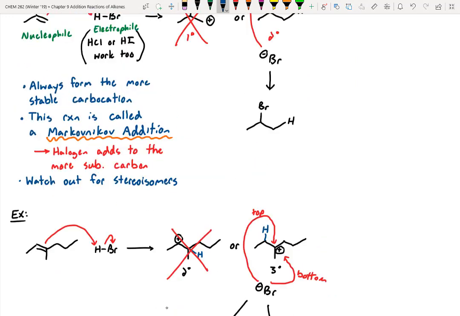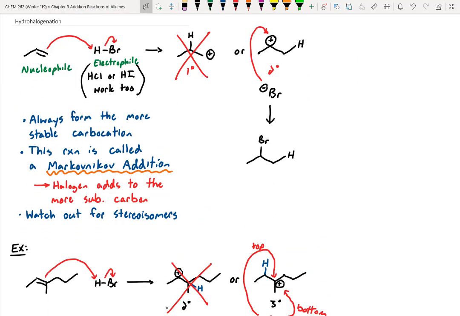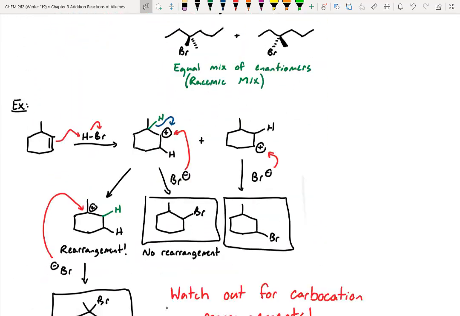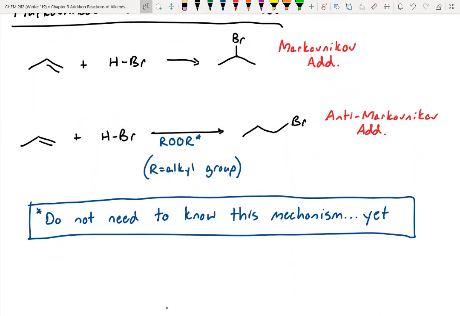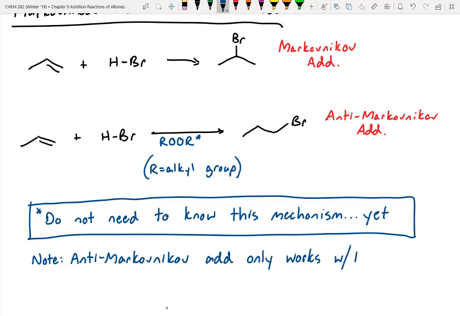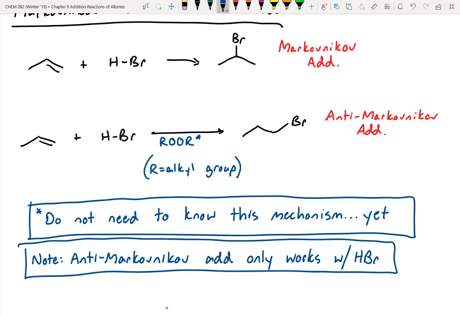All right, there's also one other note. Previously, up here, I said that HCl and HI work really well for these reactions in addition to HBr. The anti-Markovnikov addition reaction only works with HBr. And again, we'll talk about that when we get into radical chemistry. So it only works with HBr.